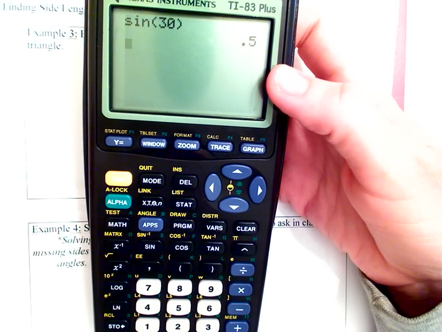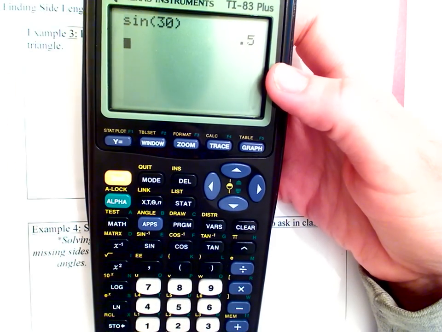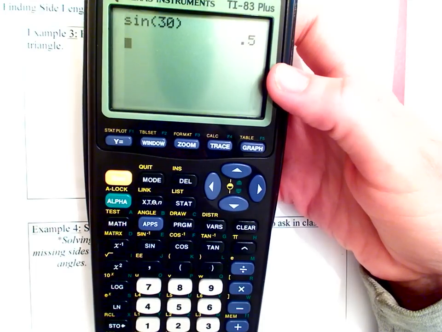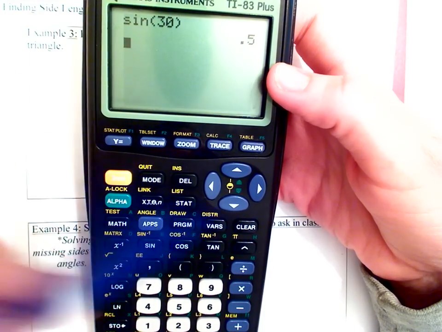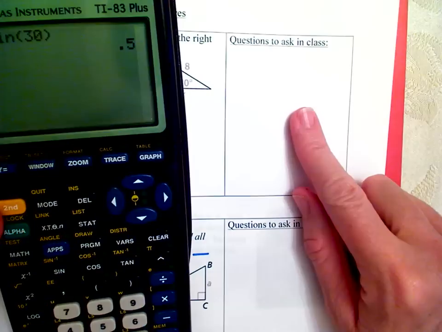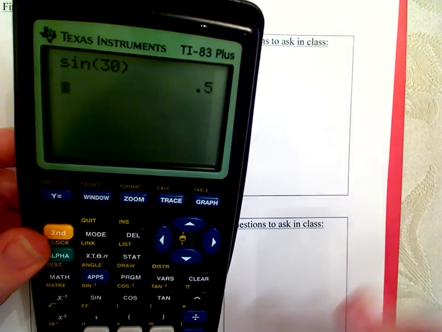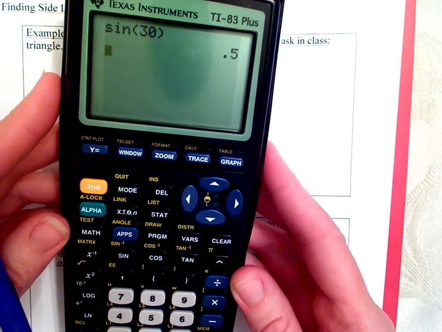Okay? You may want to try that on your own calculator. Sine of 30 is a nice, easy one to do. It should come out to be 1/2 or 0.5. So try that on your own calculator. And if it's not working, write that question down over on the side of your notes, and I will be happy to help you in class. But if you're on the graphing calculator, always make sure that you check that you're in degree mode first.